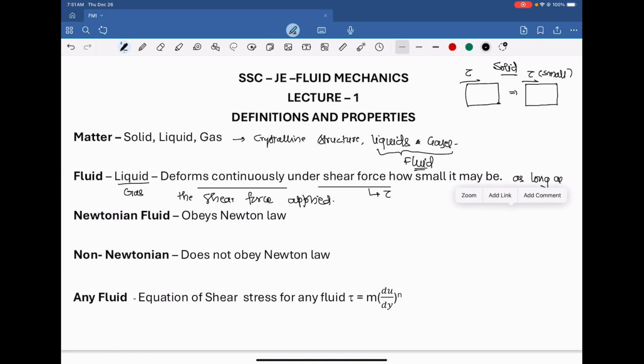If it is a liquid flowing in a pipeline, a small shear force will make a liquid point A here move to A dash from A.